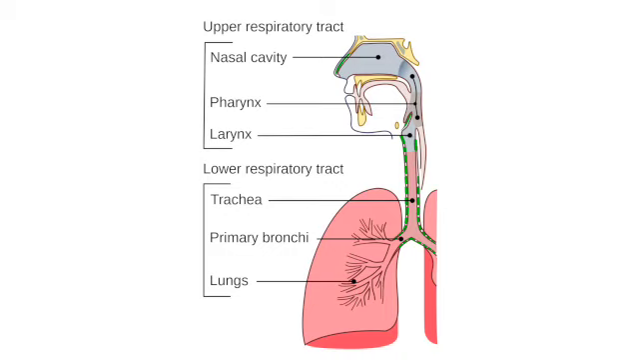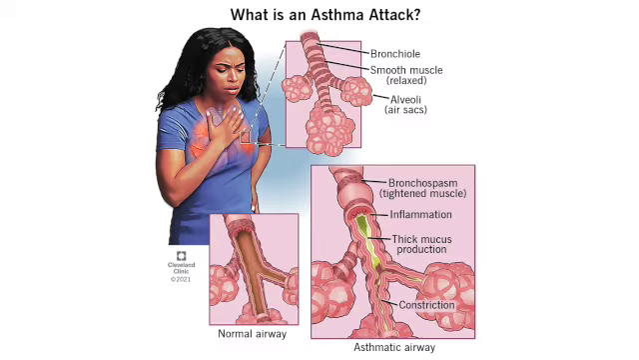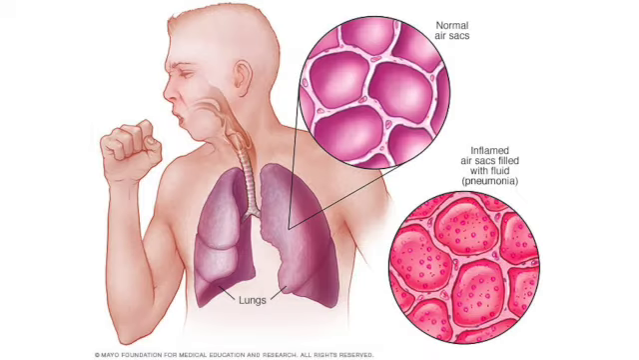Upper respiratory tract infections affect the nose, sinuses, and throat, while lower respiratory tract infections affect the airway and lungs. Next up is asthma. Asthma occurs when the lining of the bronchial tubes swells, and this causes the airways to narrow and reduce the flow of air into and out of the lungs. Pneumonia. Pneumonia is when the alveoli are filled with pus and fluid, which makes breathing painful and limits oxygen intake.